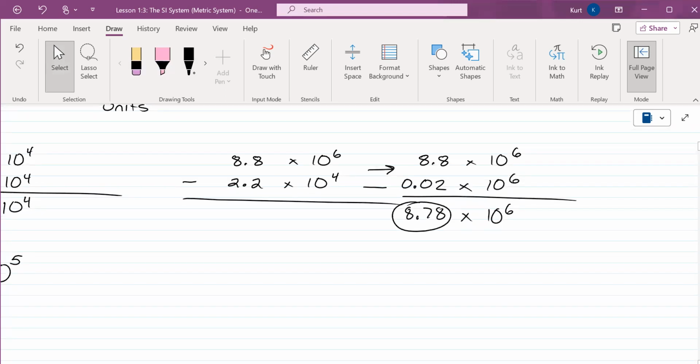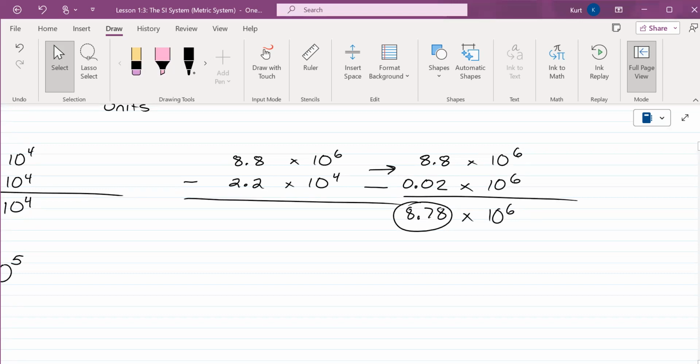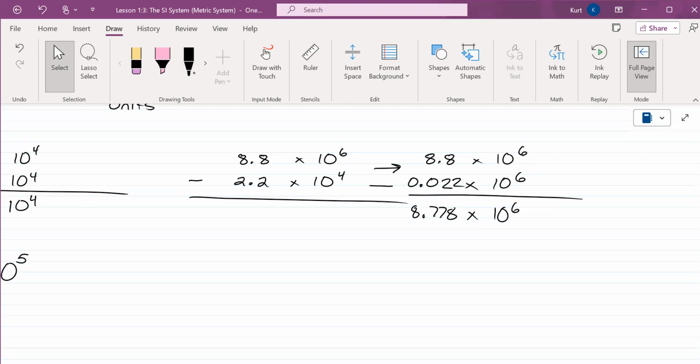Isn't 8.8 minus 0.02 8.78? Yeah. Okay. Are you asking why did I not make it 8.8? Why not just make it 0.022? Good point. 0.022. Let's do that. So I see what you're saying. That's on me. So 8.8 minus 0.022 is 8.778. I see what you're saying. Tomorrow I'll teach you about the rounding.